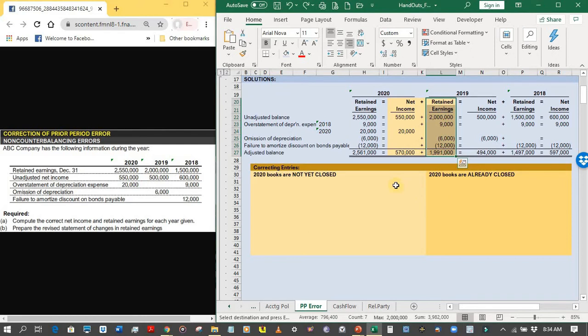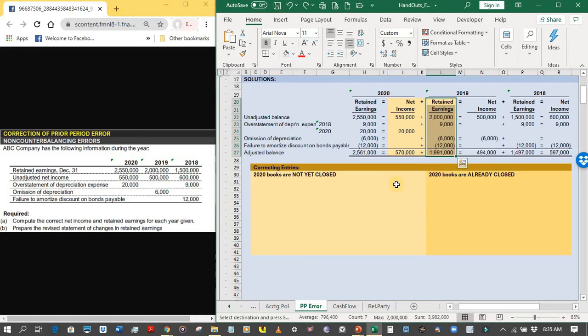Since the 2020 books are still open, it means that the nominal accounts are not yet closed to the retained earnings. It means that we can still adjust the nominal accounts in 2020. However, for the nominal accounts in the prior periods, that will be for 2019 and 2018, we can no longer use nominal accounts in order to adjust the net income in 2018 and 2019 because the books in 2019 and 2018 were already closed.